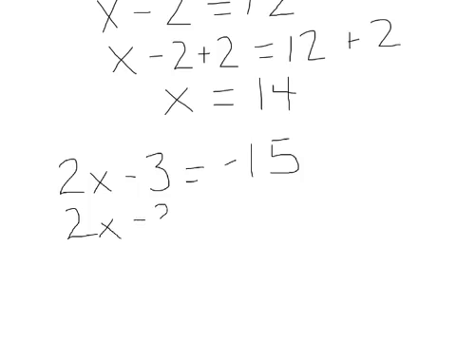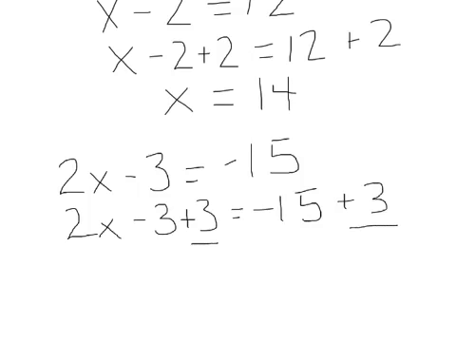So when I solve this question, my 2x stays untouched at first, and I'm going to remove my negative 3. So negative 3 plus 3, and I have to add the 3 to this side as well, negative 15 plus 3. What you do to one side, you do to the other. Eventually this step here, with more practice, will not be necessary. So I'm left with 2x, these cancel out, is equal to negative 15 plus 3, which is negative 12.